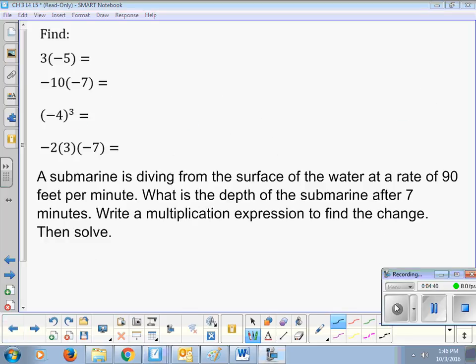So we're going to go over these examples together. If we look, we have 3 and then in parentheses -5. We know that if we have numbers next to each other, we're doing what operation?